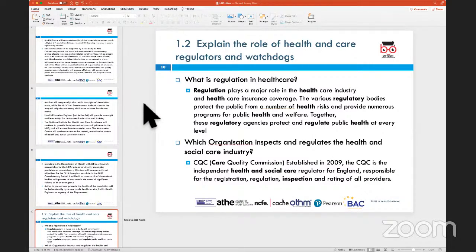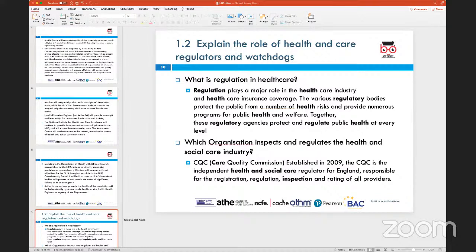Now, the second assessment criteria that we are looking at is explain the role of health and social care regulators. Now, what is regulation and why do we need regulators in health and social care? Generically speaking, what is regulation? Regulation plays a major role in the health and social care industry because we are dealing with people's lives. If these services are not delivered to a certain level, then it can lead to loss of life.